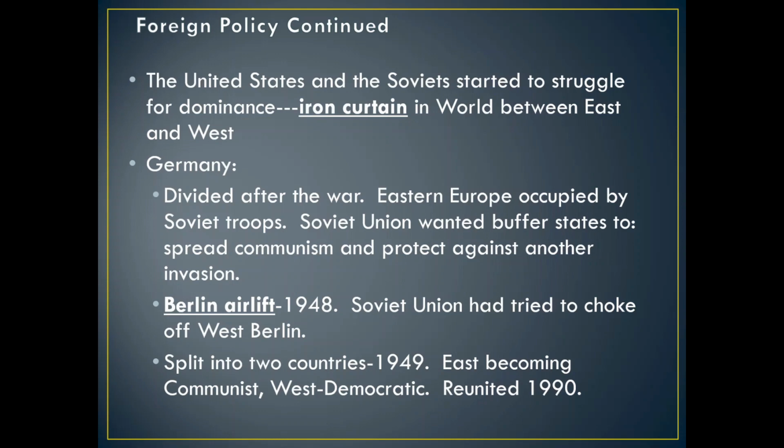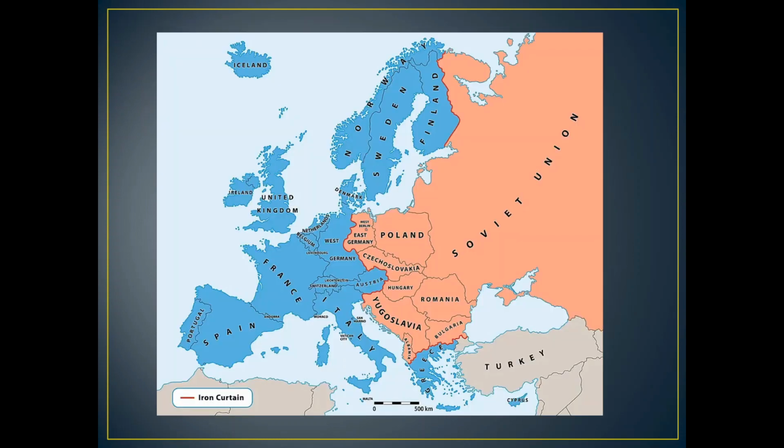In 1949, Berlin is split into two countries. East will become communist, West democratic. It's not going to be until 1990 that they reunite. Because a lot of the people in East Berlin were trying to flee to West Berlin in the 1960s, you're going to see a wall built, the Berlin Wall, which we will talk about later on.